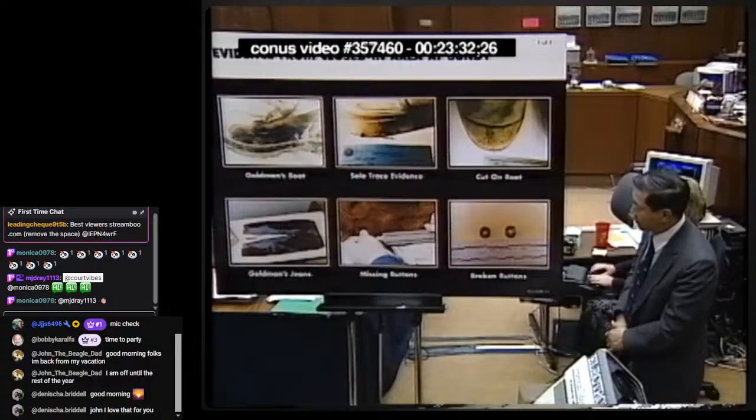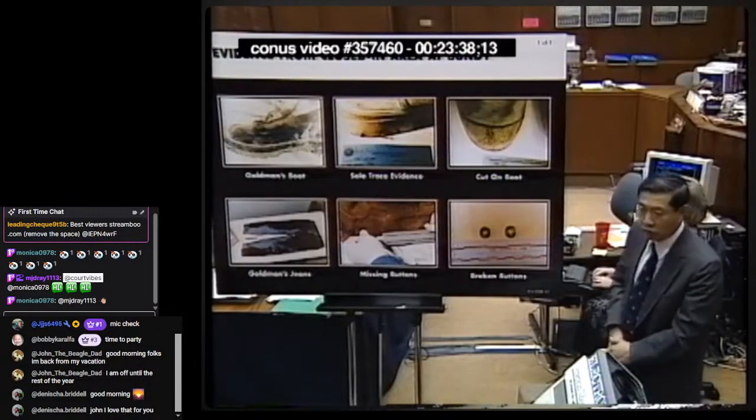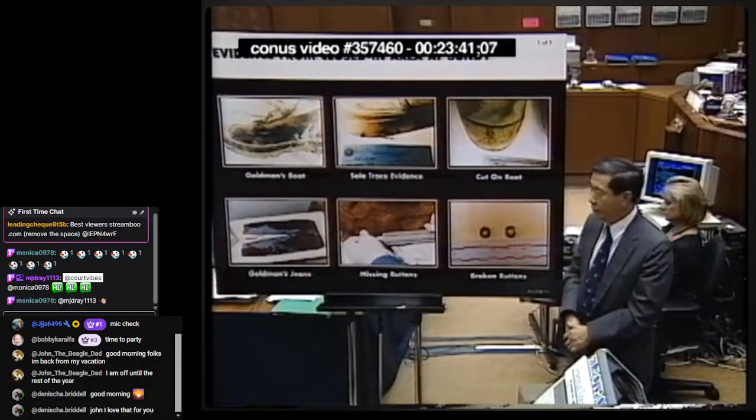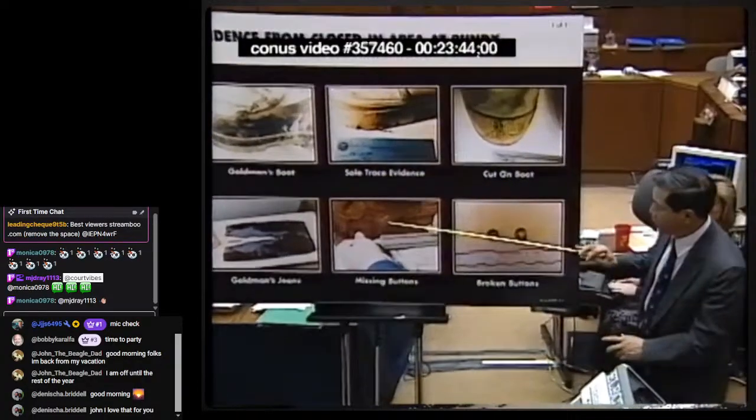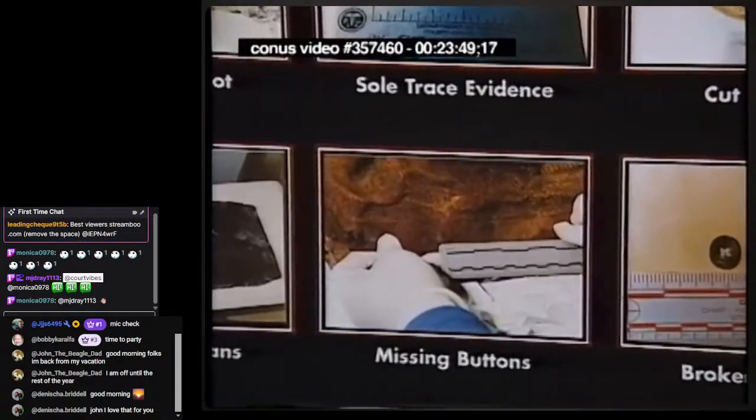Any other bloodstain patterns of interest with respect to the jeans? The jeans show a lot of blood. Turn now to the buttons. Could you describe how those photographs were taken?